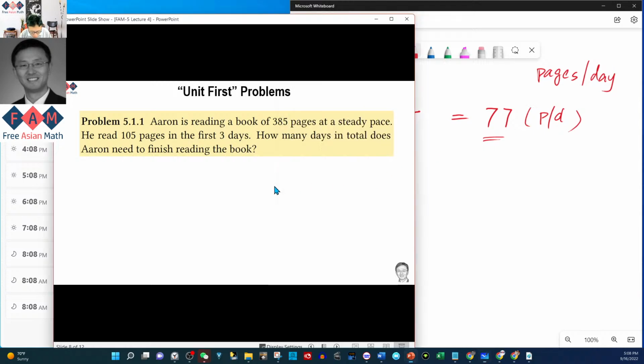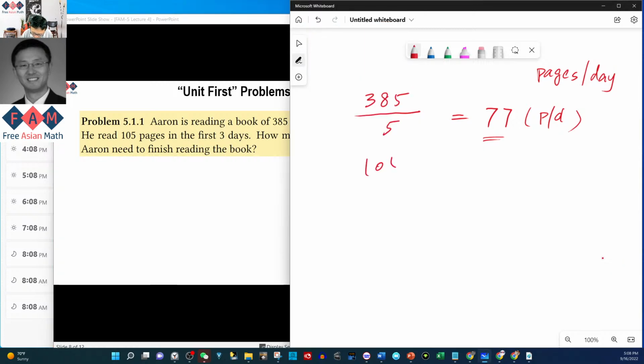However, if you go back to the problem, you'll see that a similar quantity has already been provided to you because the problem already told you that Aaron read 105 pages in 3 days. What does that statement give you? It gives you the actual number, but same concept. That gives you a pace.